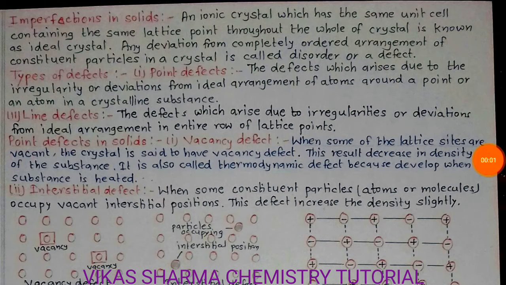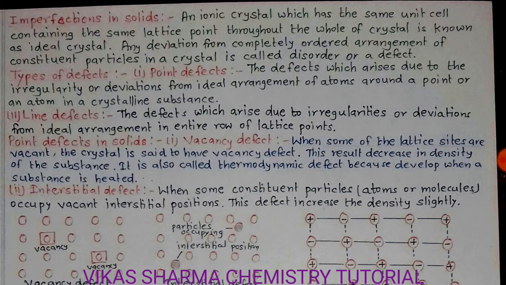Dear student, today's topic is imperfection in solids. An ionic crystal which has the same unit cell containing the same lattice point throughout the whole of the crystal is known as an ideal crystal. Any deviation from the completely ordered arrangement of constituent particles in a crystal is called disorder or a defect. So there are two types of defects.